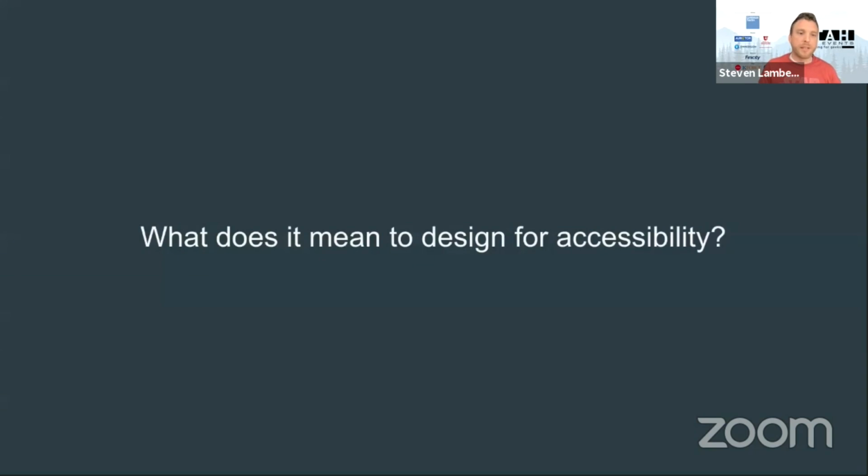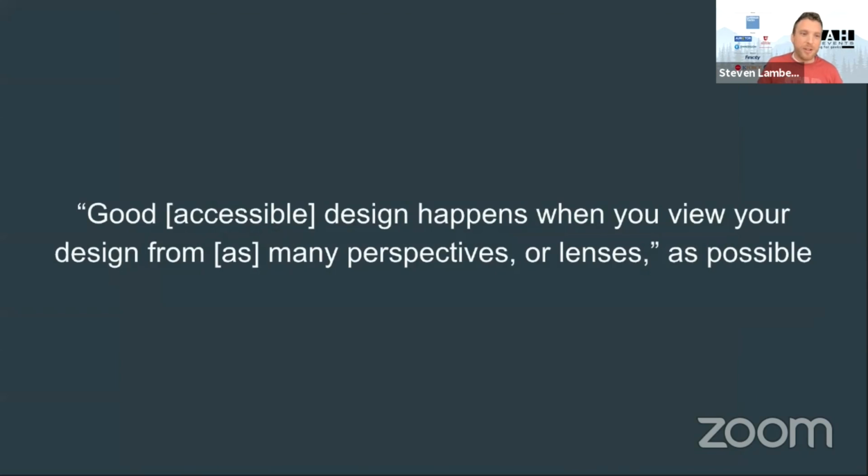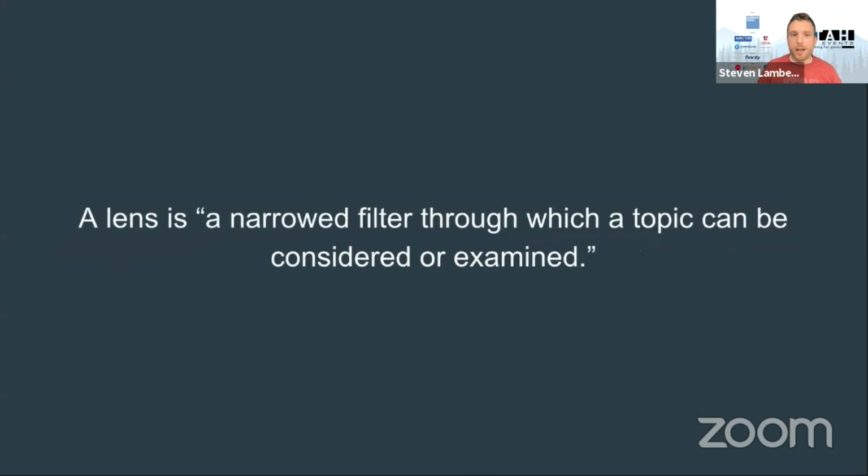So what does it mean to design for accessibility? Well, consider the following. Good accessible design happens when you view your design from as many perspectives or lenses as possible. Now, a lens is a narrow filter through which a topic can be considered or examined. Often used to examine works of art or literature or film, lenses ask us to leave behind our worldview and instead view the world through a different context.